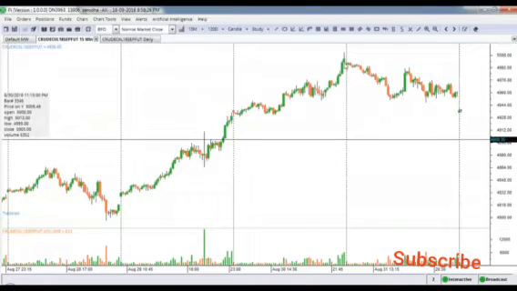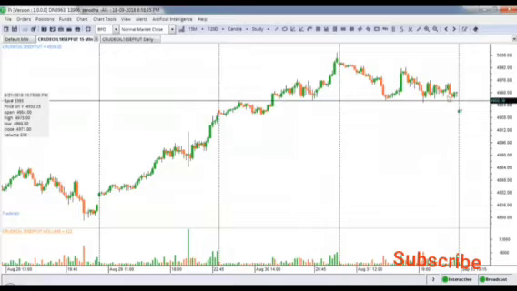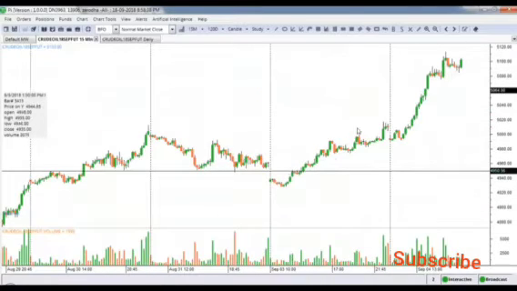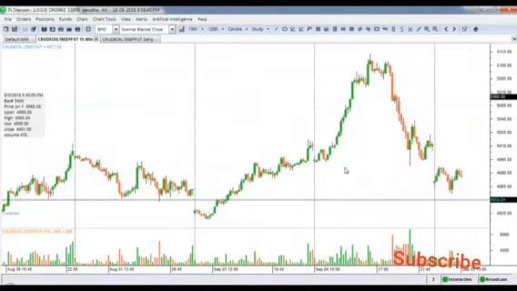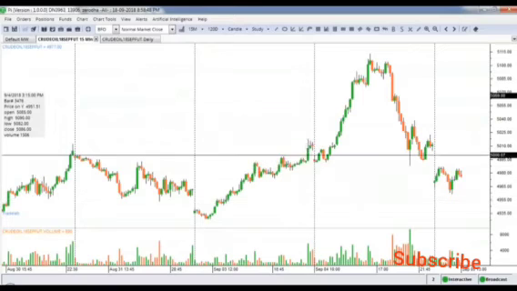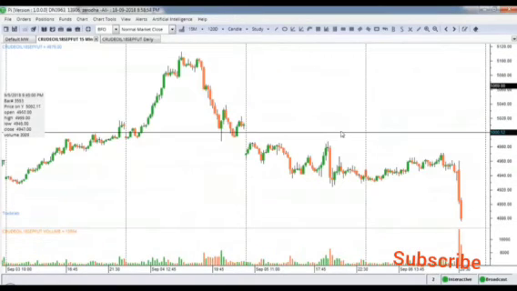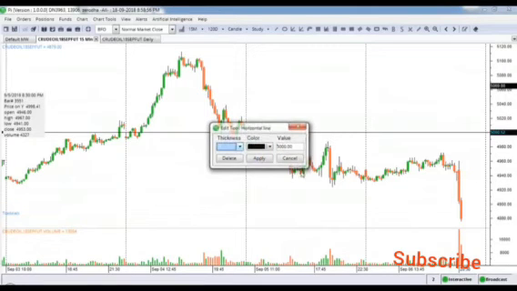So it again broke out. Okay. 4950. Okay. So it broke out. Again broke out. Okay. Let's see. Let's look at 5000. Okay. Nothing much. 4950.